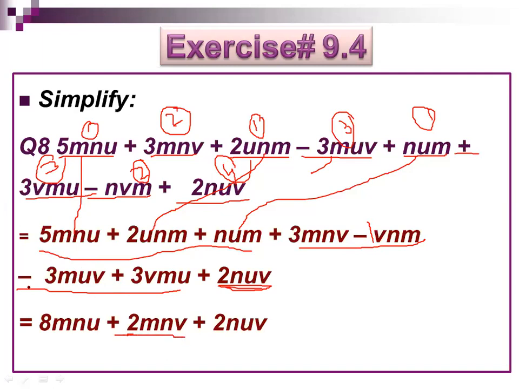Now look at this one, minus 3muv and plus 3muv. They are like terms, completely the same, but the signs are different. So you will simply cross them out because the answer will be 0. And simply you will write here the last term, that is 2uv. So this is your final answer.